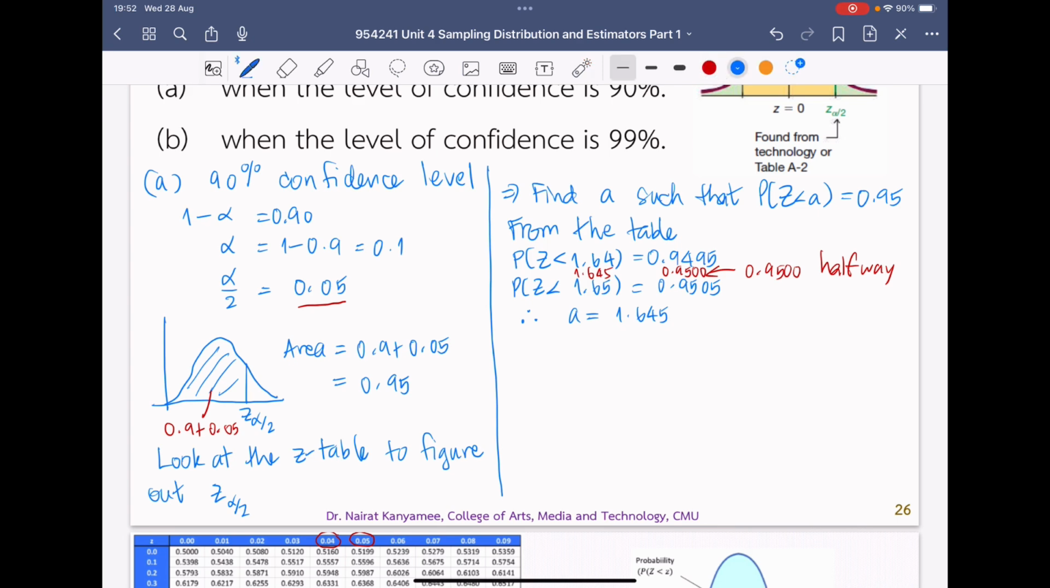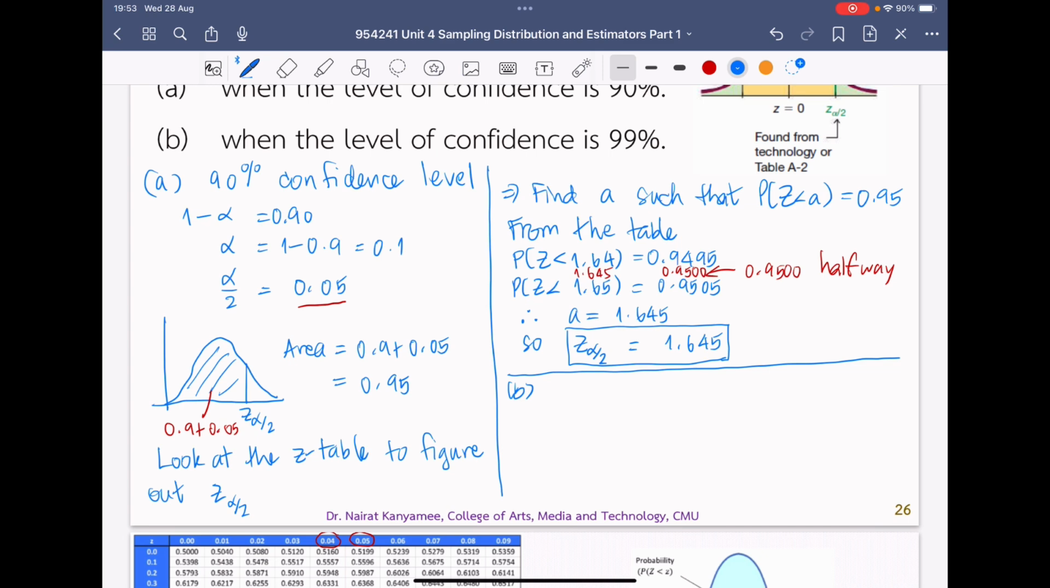So z alpha over 2 is going to be 1.645. That's the answer. You need to figure out this value so that we can write down the interval estimation of the population mean. Okay, and this is part A. Part B is similar. You can do it by yourself.